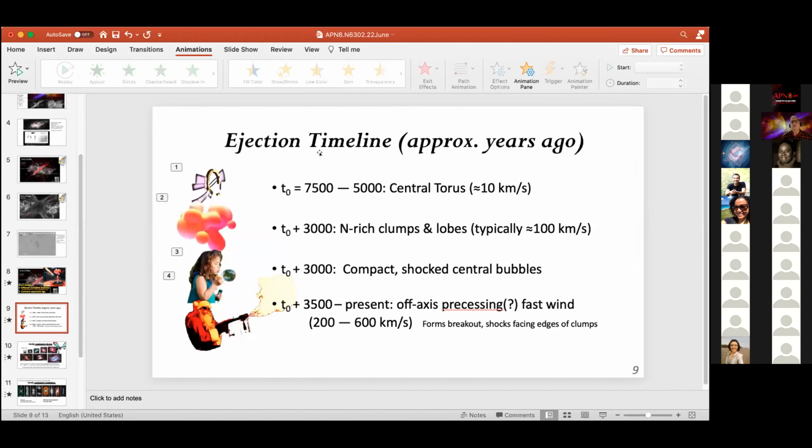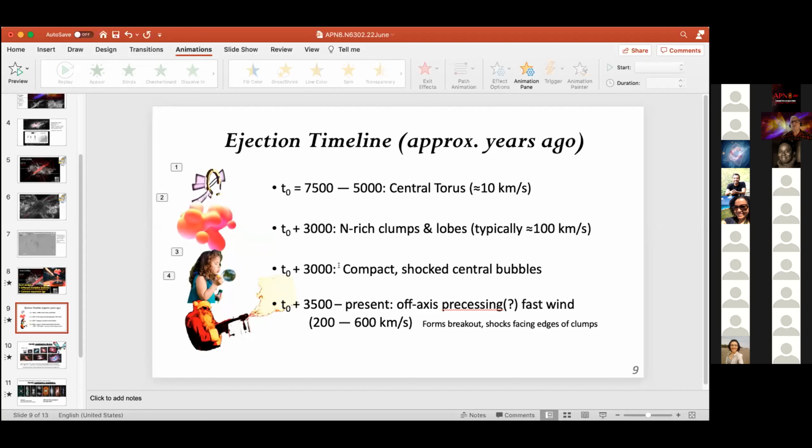So here is the ejection timeline, the central torus in the center, about which I said nothing. Thank you, Miguel, for this image right here. This shows a disk with little feathers hanging out of it, which represents the structure of the CO in the center. The blobs that we see out in the wings come a bit later. Their expansion ages place them at about maybe 4,000 years after the central ring.